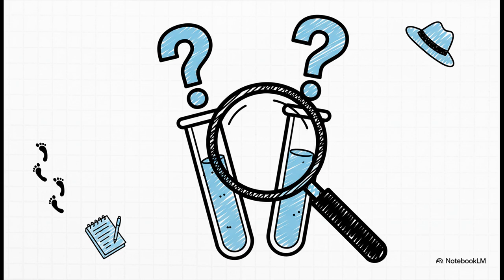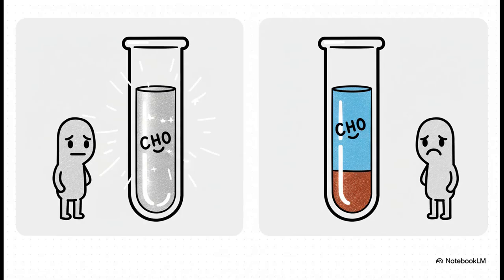So, if I give you two test tubes in the lab with no labels, one with an aldehyde and one with a ketone, how would you find out which is which? It's time to play detective, and lucky for us, we have some very simple chemical tests to solve the mystery. So we have two master detective tools, the Tollens test and the Fehling's test. And here is the big secret. Both of these tests give a positive result only with aldehydes. Why? Because aldehydes are easy to oxidize, but ketones are not.